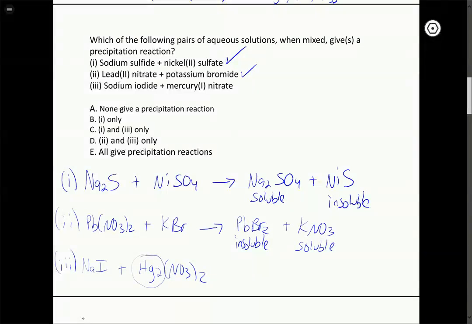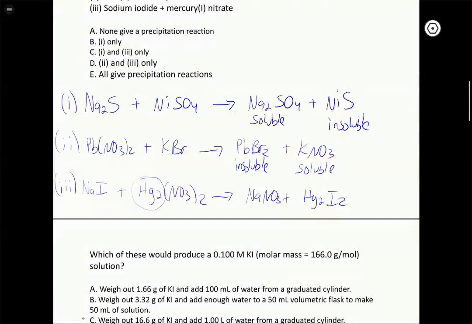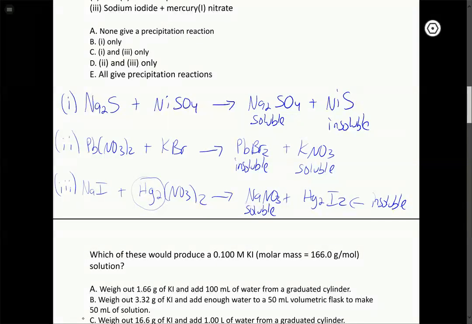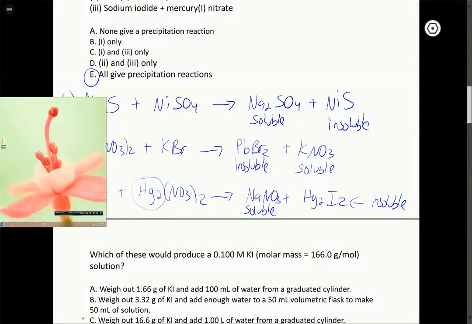a polyatomic cation. Anyway, so the products of this are going to be sodium nitrate and the mercury 1 cation paired with iodide, so Hg2I2. Okay, so if we look at these combinations here, this one is obviously soluble, sodium nitrate, all of those are soluble, and then this one is one of our insoluble halides. So the insoluble halides are lead, silver, copper, mercury, so mercury is one of the insoluble halides. So all of these will give precipitation reactions.